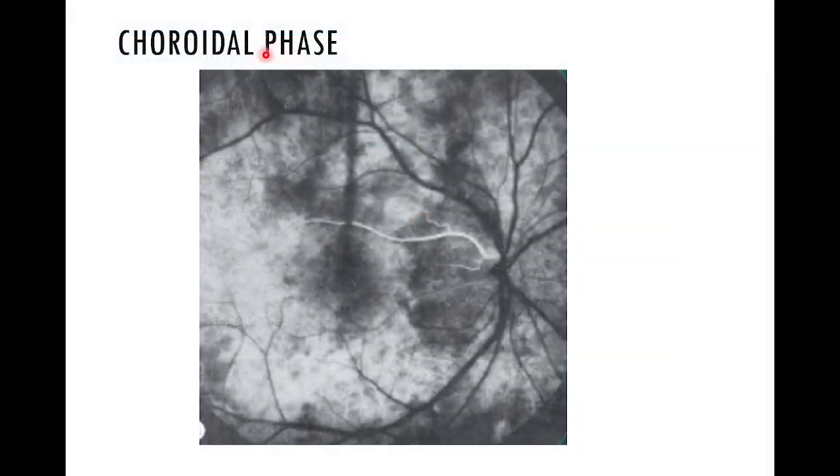First is the choroidal phase. As soon as the dye enters into the circulation, choroidal phase will be there. The very important thing is this: what we see here, this hyperfluorescent blood vessel, is the cilio-retinal artery. This particular artery arises from the choroidal circulation. So as soon as the dye enters into the choroidal circulation, but still the dye has not entered into the retinal circulation, we are able to see this blood vessel. This is the cilio-retinal artery. So the very important thing is the cilio-retinal artery will be seen in the choroidal circulation.